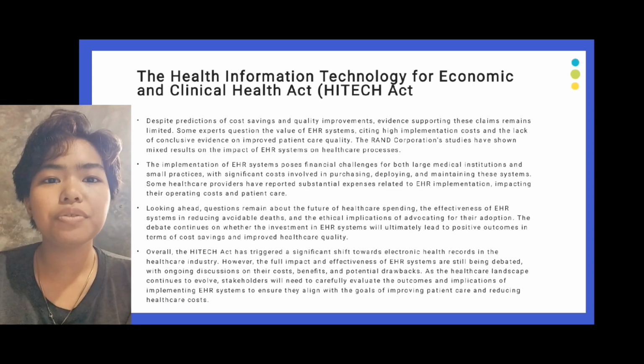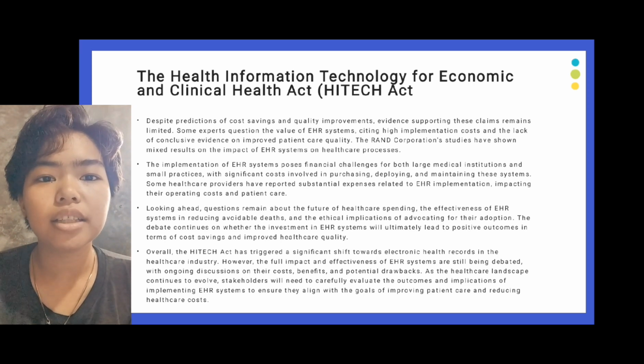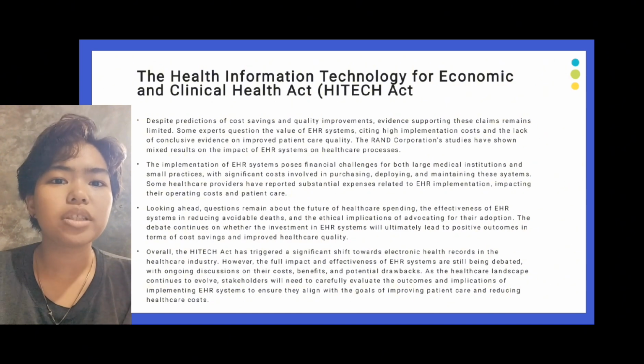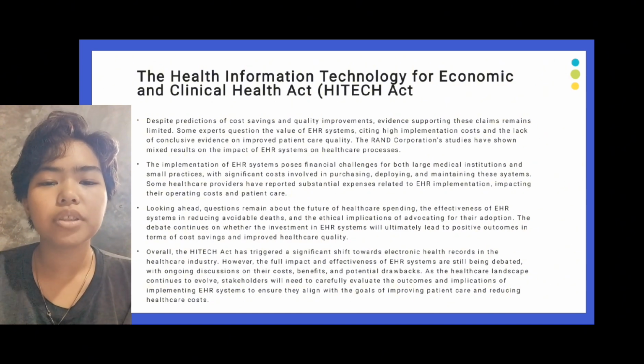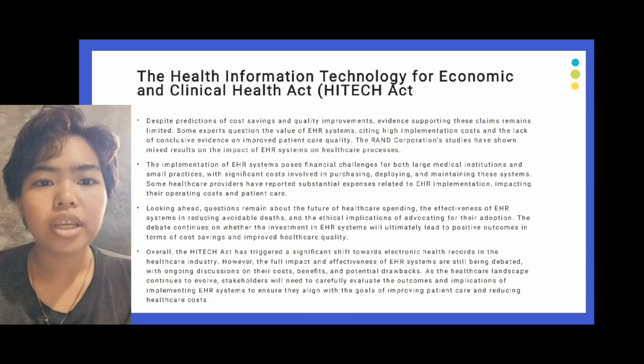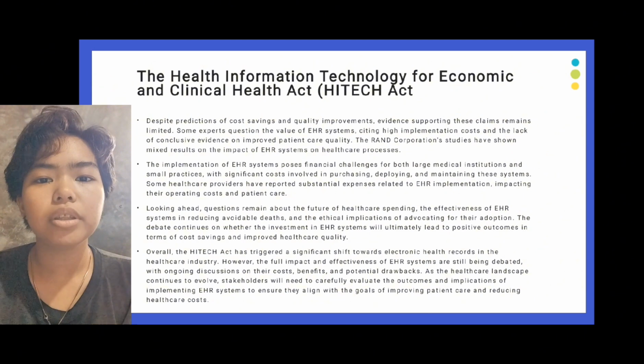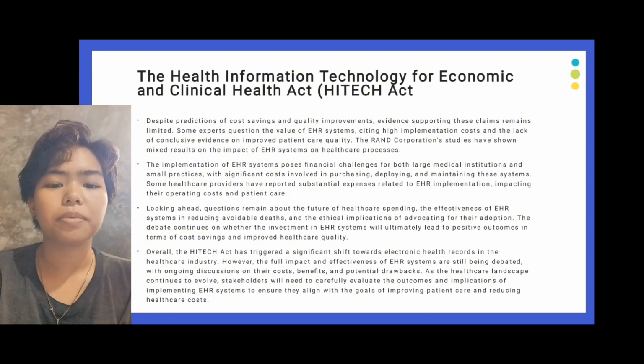The implementation of EHR systems poses financial challenges for both large medical institutions and small practices, with significant costs involved in purchasing, deploying, and maintaining those systems. Some healthcare providers have reported substantial expenses related to EHR implementation, impacting their operating costs and patients' care.